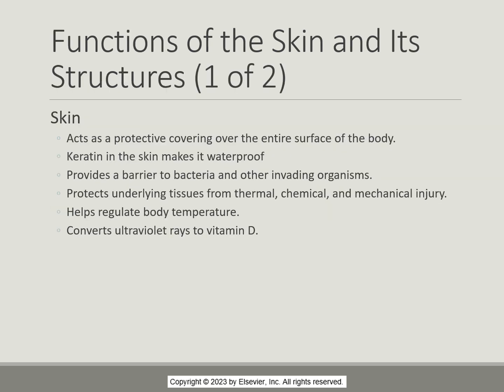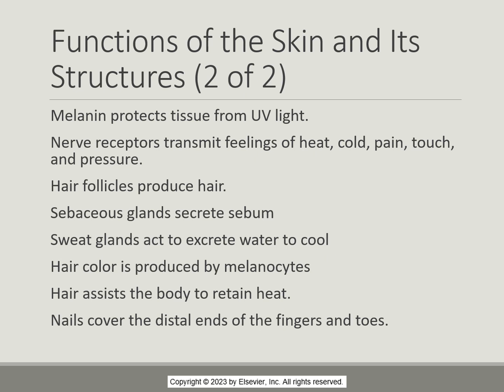The skin acts as a protective covering over the entire surface of the body. The skin helps regulate body temperature by dilating and constricting blood vessels and by activating or inactivating sweat glands. Sebaceous glands secrete sebum that functions to keep hair and skin soft and pliable. Sebum also inhibits bacterial growth on the surface of the skin, and because of its oily nature, helps prevent water loss from the skin.